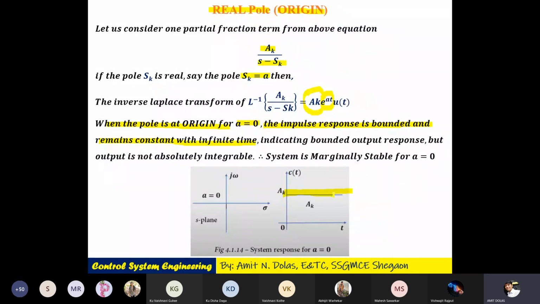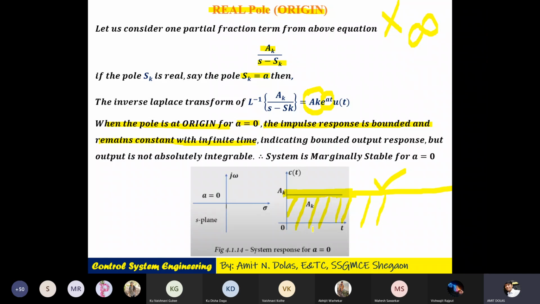So can we say constant output is bounded? Yes, constant output is bounded. Only if it is moving towards infinity, then it is unbounded. So constant output is bounded. But what about the integration? If you try to integrate over a long period of time, the integration is unbounded.